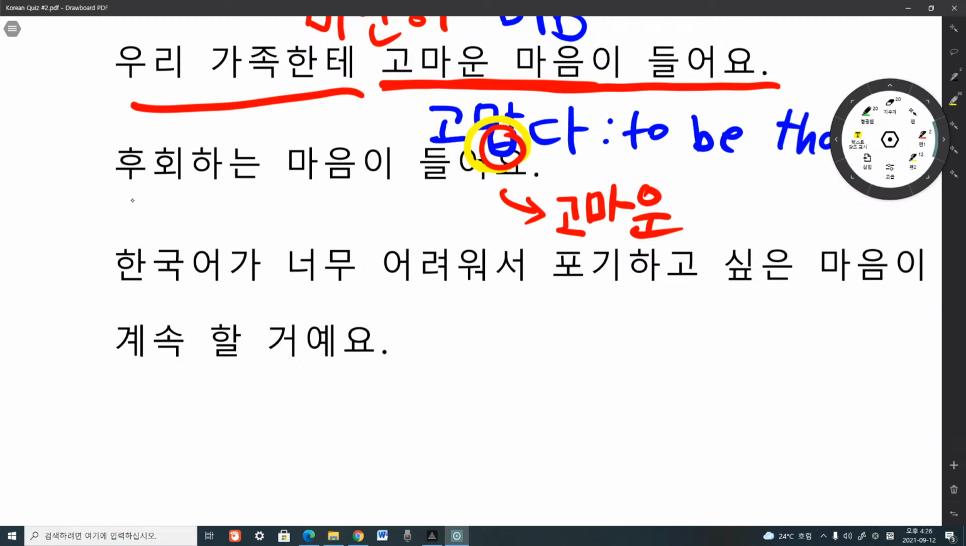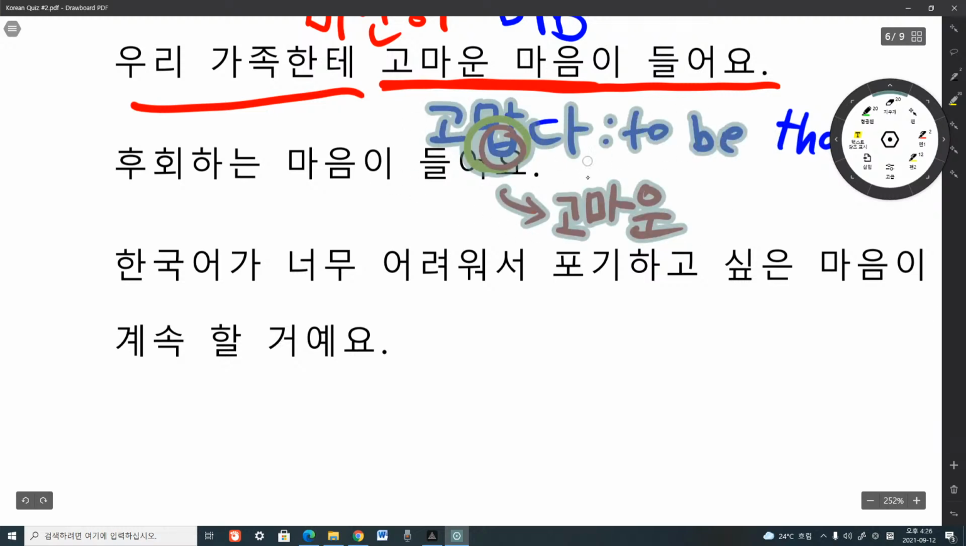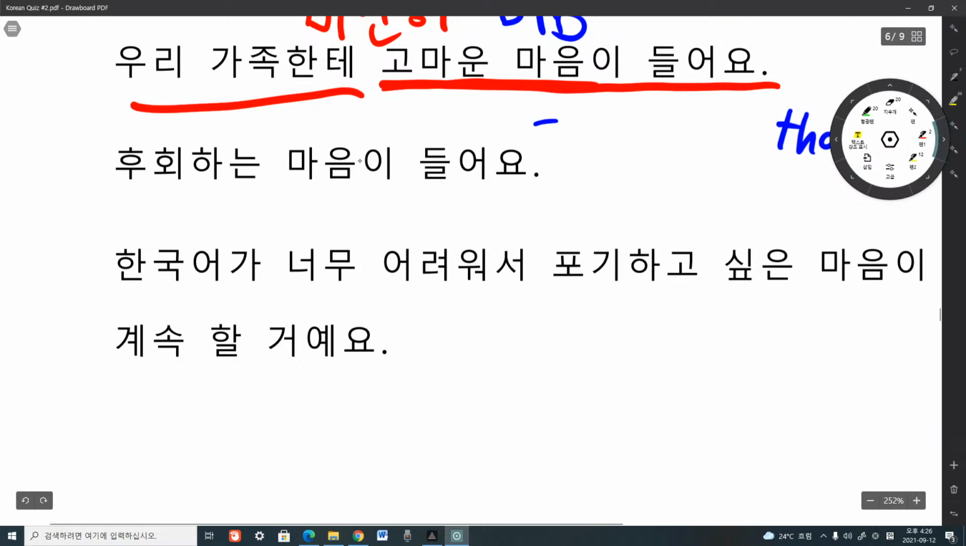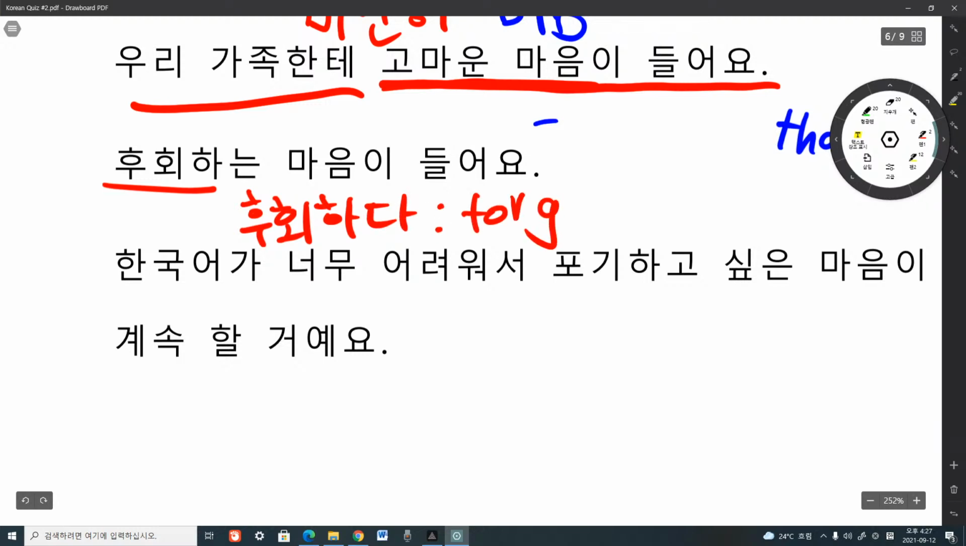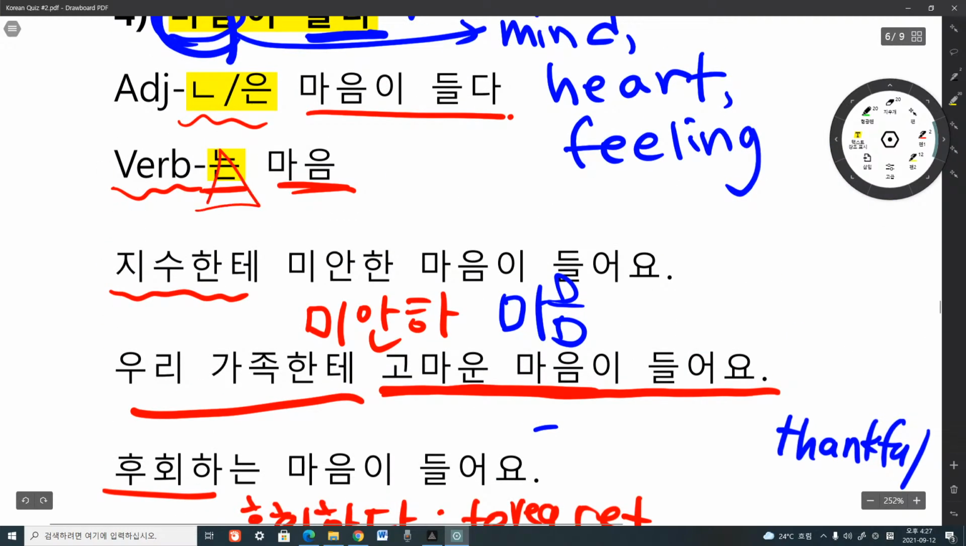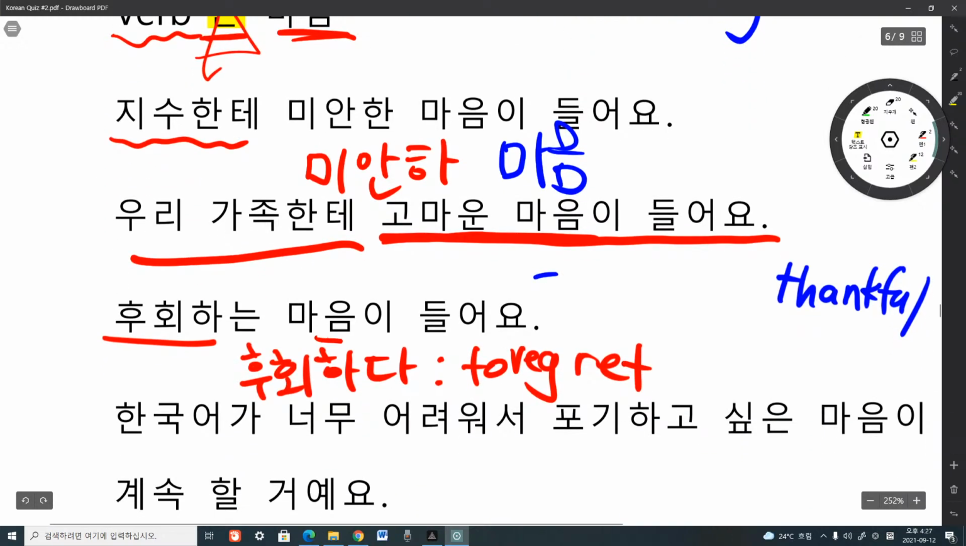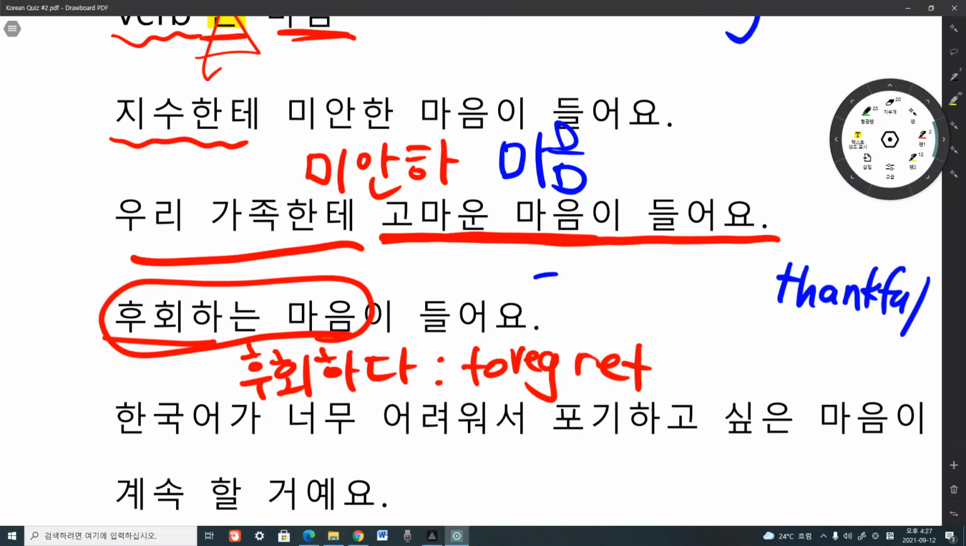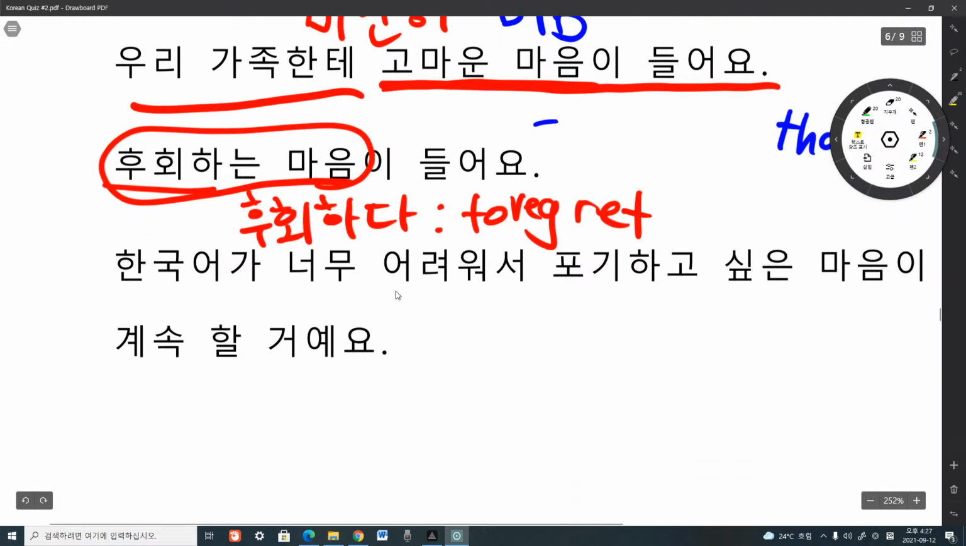그 다음에 후회하는 마음이 들어요. 후회하는 마음이 들어요. So 후회하다 is a verb that means to regret. So the verb's modifier form is used. So 후회하는 마음 would be regretful feeling, right? 후회하는 마음이 들어요. I feel very regretful.